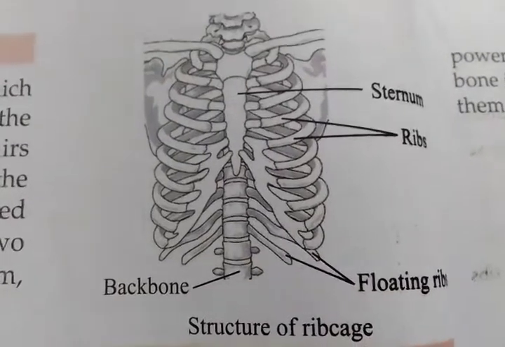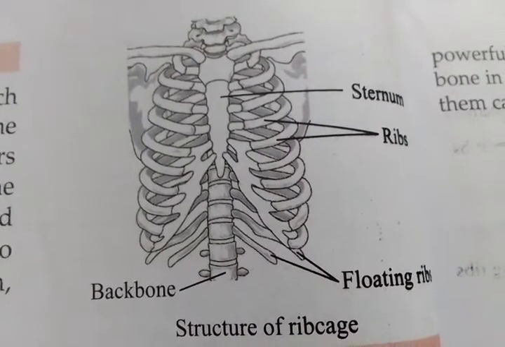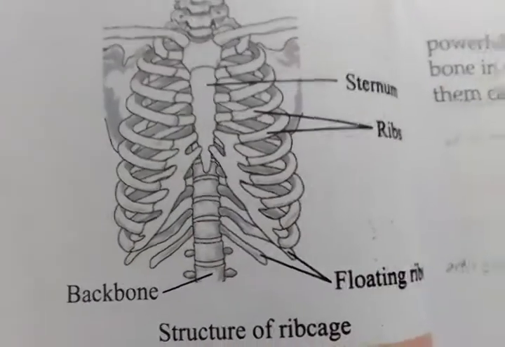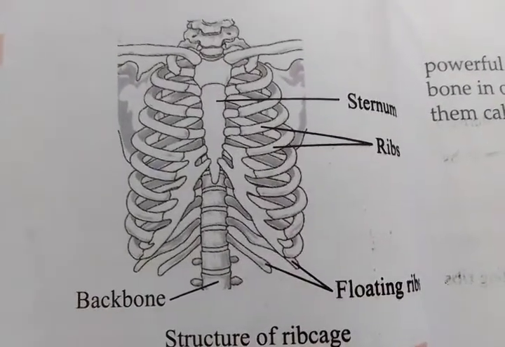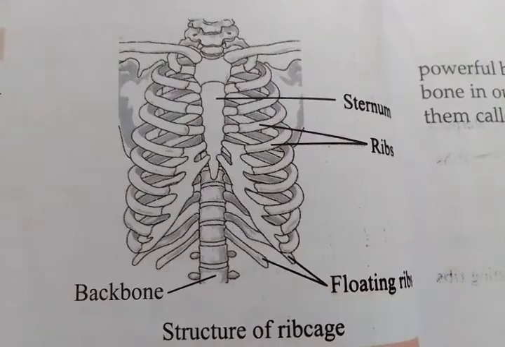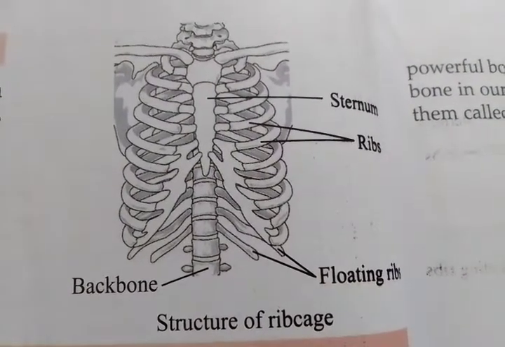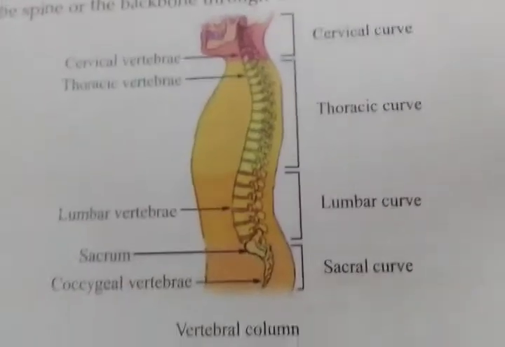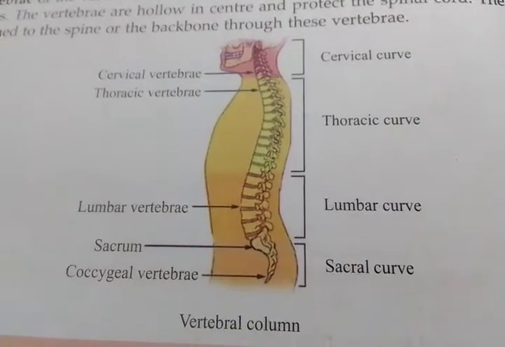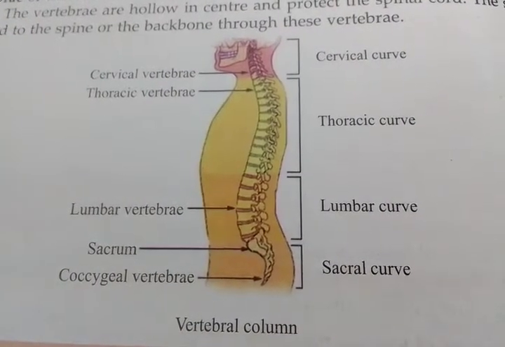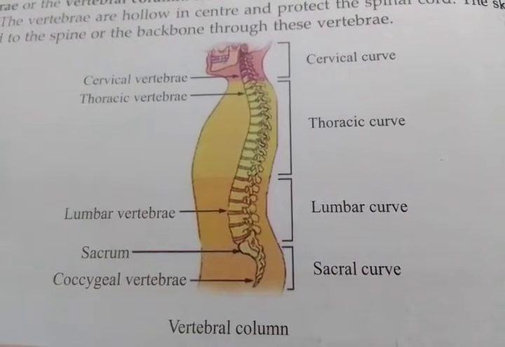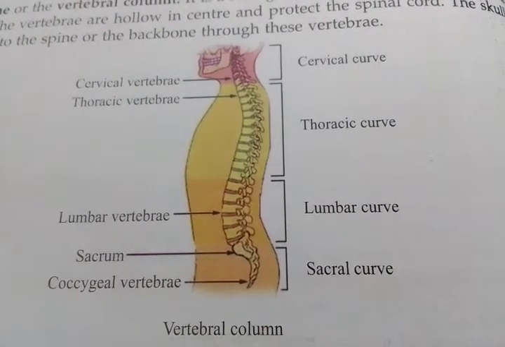Next, ribs. There is a cage of bones around the chest which is called the rib cage, which protects the heart and lungs, and is made up of 12 pairs of thin curved bones which are attached to the backbone at the back and a flat bone called sternum in the front. Next is backbone. A series of small bones form the backbone of the human body, and these are called the vertebrae or the vertebral column. The skull is attached to the spine through these vertebrae.